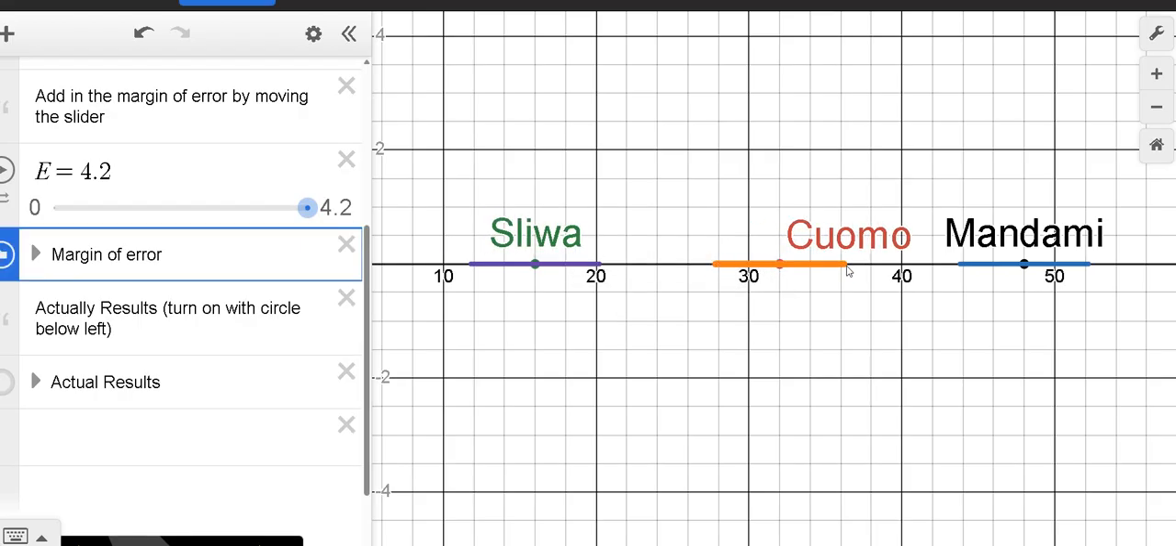So from, say, around 27 to around 36. Okay, so somewhere in here is where we think that Cuomo is going to be. That's what that margin of error is.